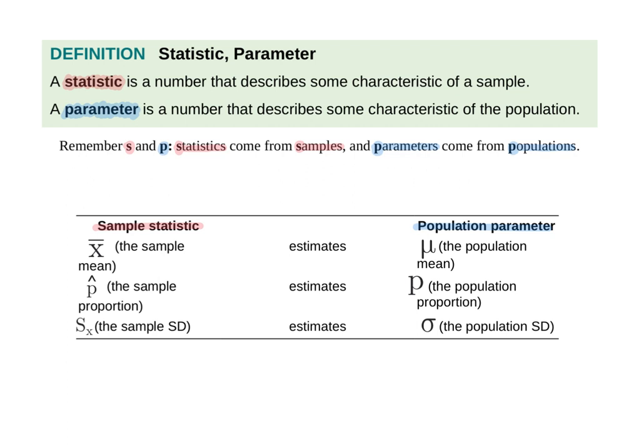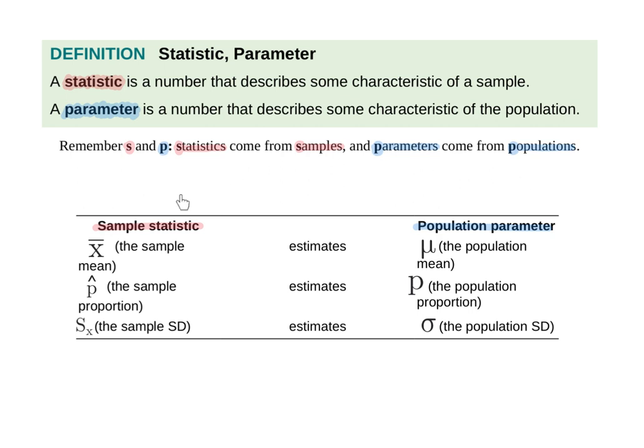So first is a statistic. That's a number that describes some characteristic of a sample population. And a parameter is a number that describes some characteristic of the population, so the whole group. So you can remember S and P as statistics come from samples and parameters come from populations.